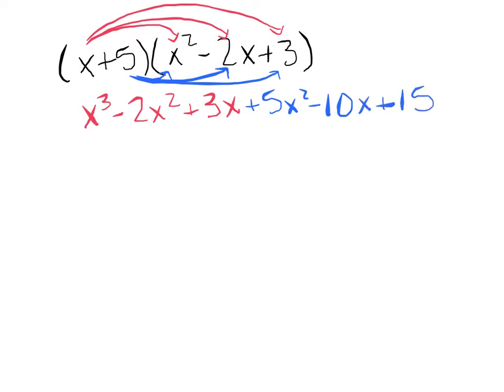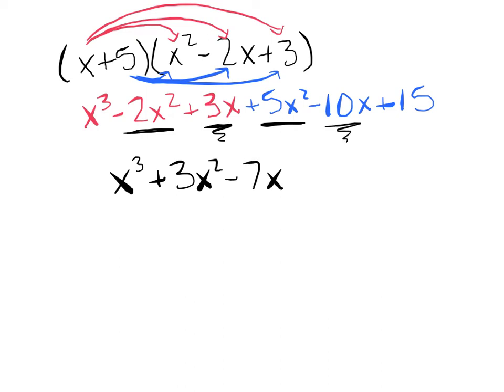Now we need to combine like terms. X cubed. No other x cubed, so that stays x cubed. X squared. I have a couple x squared, so these need to get combined. We end up with 3x squared. X's, I have 3x and negative 10x, so I have negative 7x's. And 15 is the only number, so it stays like it is. And that's our final answer.